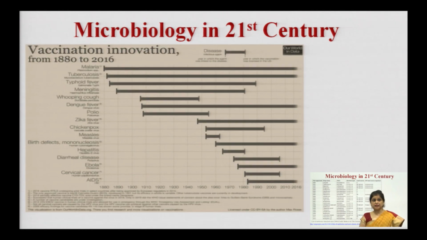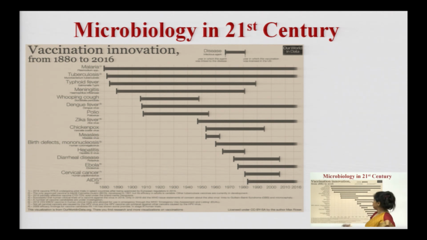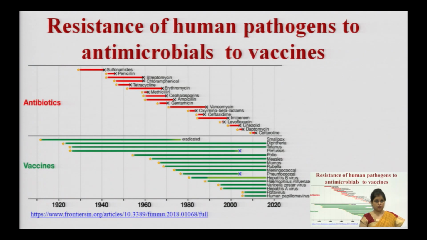These are the antibiotics. After that, many vaccination innovations have been done. We have found dengue fever vaccines, Ebola vaccines, AIDS vaccines, and nowadays we are finding the vaccine against COVID also. Scientists are also working on why resistance of human pathogens to antimicrobial agents is being developed, and on developing vaccines.